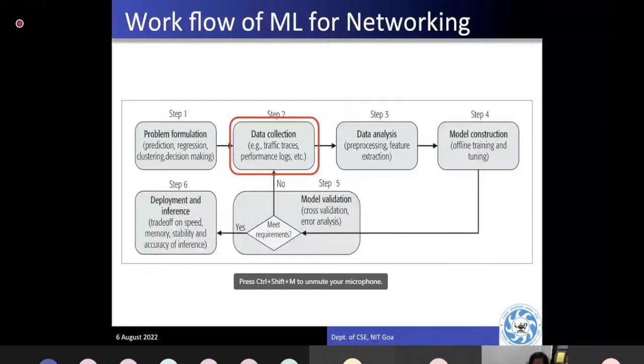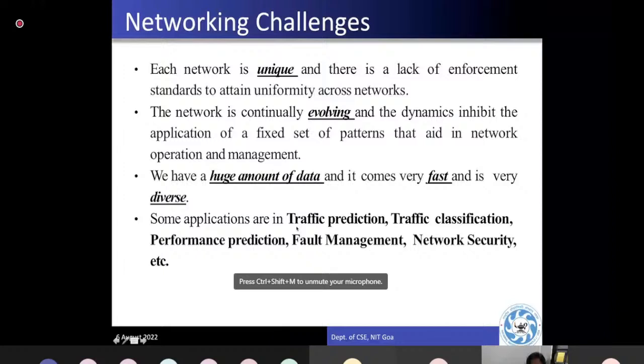Well, coming to the workflow of ML in networking. As I said, I skipped this important point. These are the applications where we use ML, or machine learning techniques, to do traffic prediction, which I explained a little bit, traffic classification, and performance prediction. Performance prediction means, in networking, the basic performance features are throughput, delay, jitter, or channel utilization.